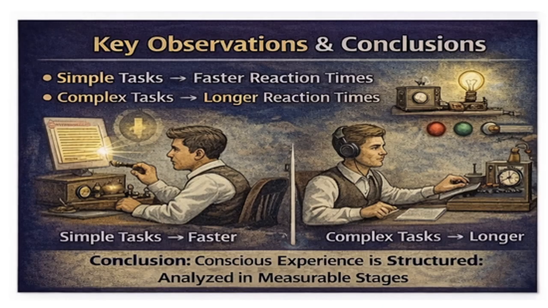Key observations and conclusions. Wundt observed that reaction time increased as mental processes became more complex. Simple reactions were faster, while tasks involving decision-making or discrimination took longer. From these findings, Wundt concluded that mental processes occur in stages and that these stages can be measured and analyzed scientifically. He demonstrated that conscious experience is not instantaneous but composed of structured elements, reinforcing the core idea of structuralism, that consciousness can be broken down into fundamental components.